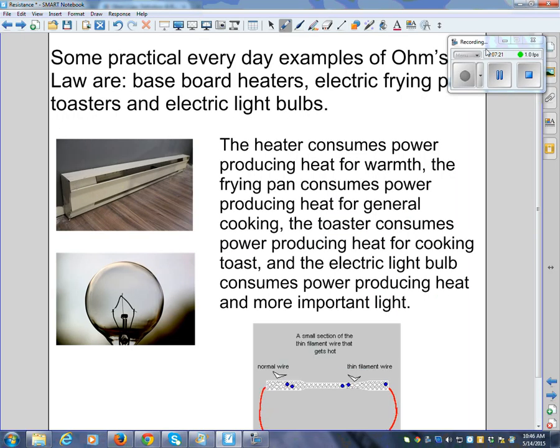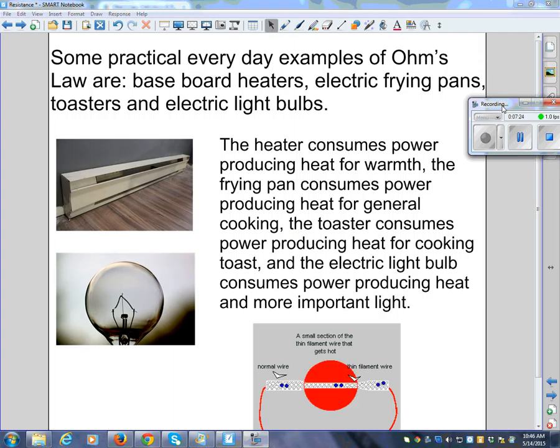Now, you might say, Mr. Bennett, I don't care about resistance. I resist learning about it. And I say, shame on you, because resistance has some good uses. Here are some practical examples. Do you like heat in your bedroom? No. You might have baseboard heaters.